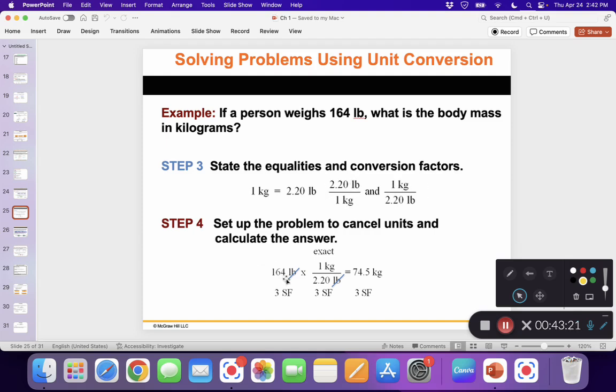You start with your given quantity, 164 pound. Since you have a pound here, you want to choose the conversion factor that has a pound on the bottom. So you bring that over here. You multiply your conversion factor, the correct one. Then pounds will cancel. You will have kilogram as a unit. And then you multiply 164 by 1 and divide by 2.20.